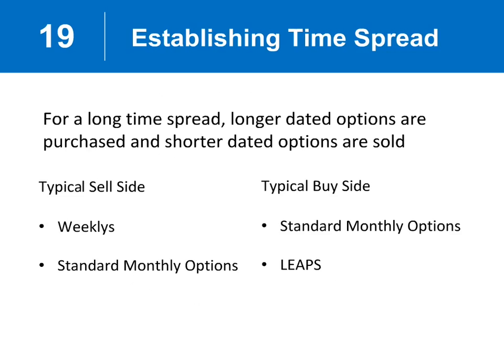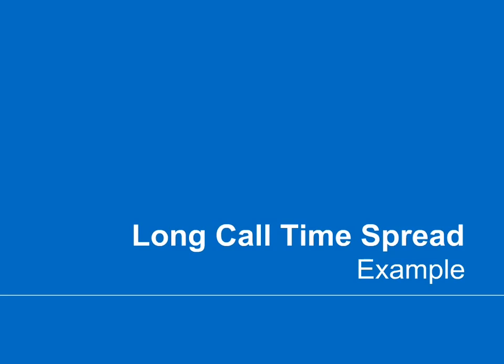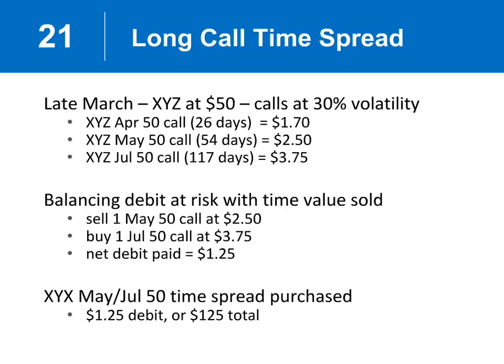Let's look at an example on slide 21. Here we are, late March, good old favorite stock XYZ, $50. And we're going to do a call spread here with implied volatility at 30%. So we've got a few different choices. We've got the April, May, or July calls.